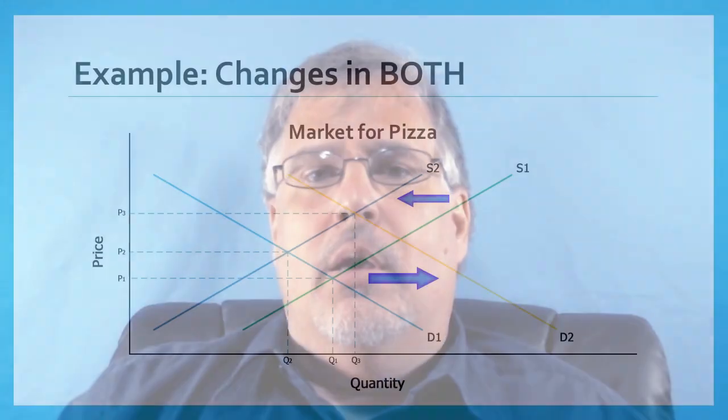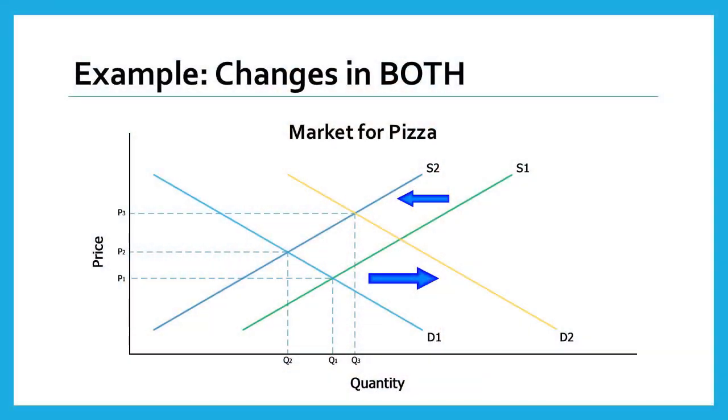We just don't know. On the other hand, we know that the price went up from P1 to P2. We know the price went up from P2 to P3. Because the price went up both times, we know for certain price went up. So your answer for this would be, because of the two changes, supply shifts to the left, demand shifts to the right, and we know that price is going to increase, but we're uncertain about what quantity is going to do. So that's how you can use supply and demand to answer all sorts of different questions.